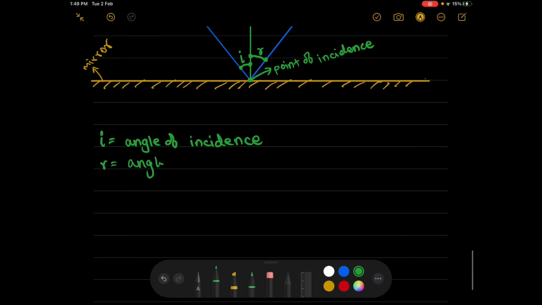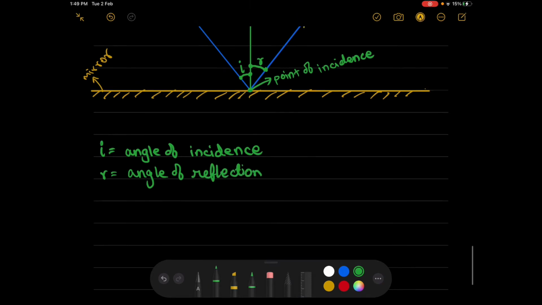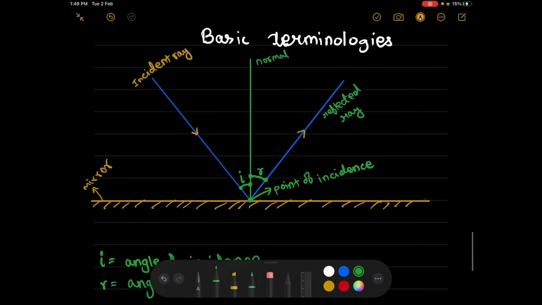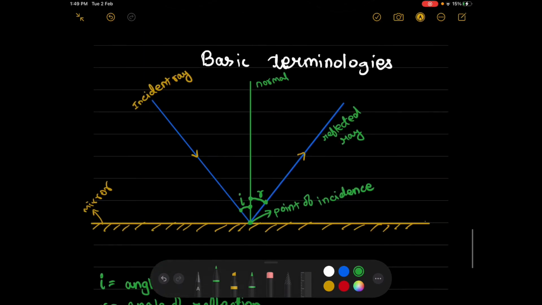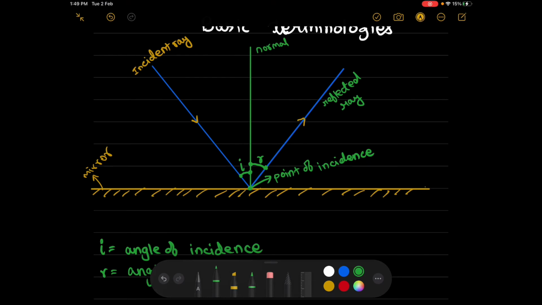Angle of reflection. Now it is important to note here that angle of incidence and angle of reflection are always made with the normal and not the plane mirror, because some people confuse it with the plane mirror and take it like this: the angle made with the incident ray and the plane mirror is known as I, but this is not the case. Okay, it's always the normal with which it is made.